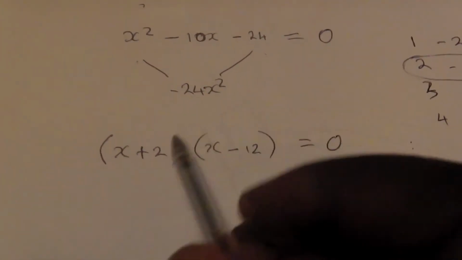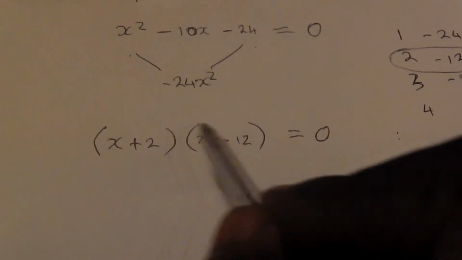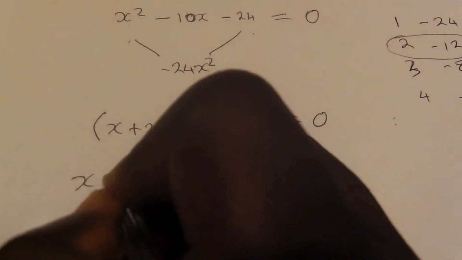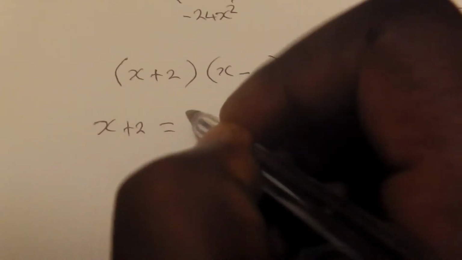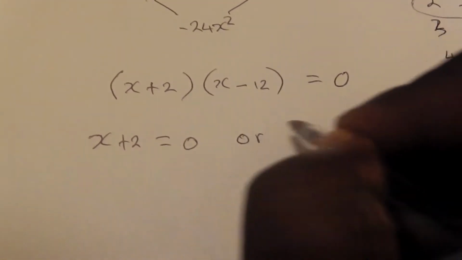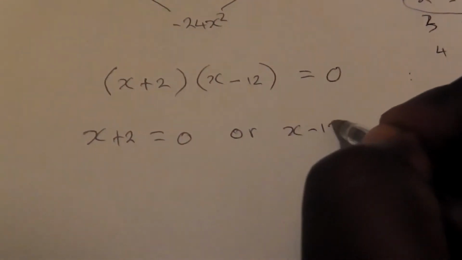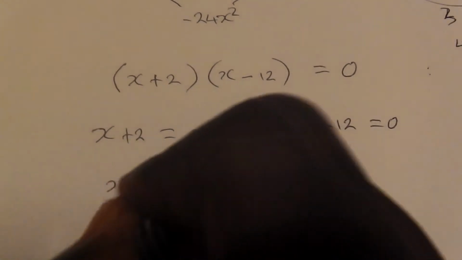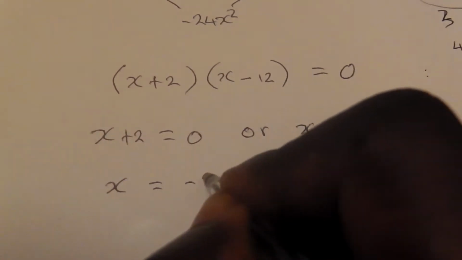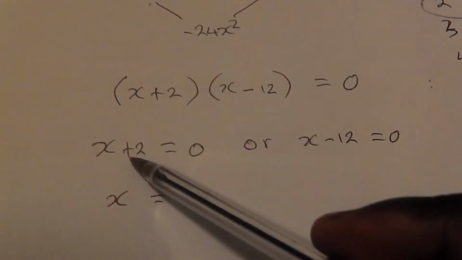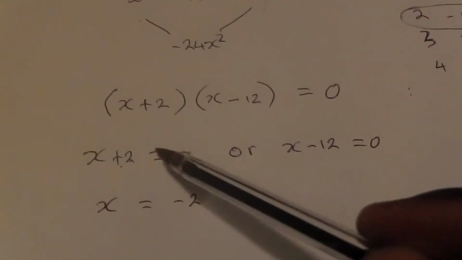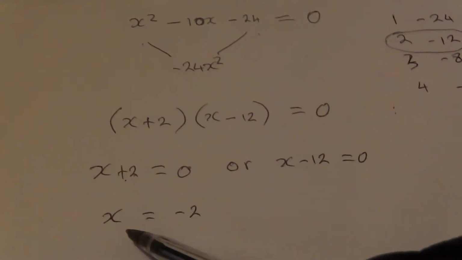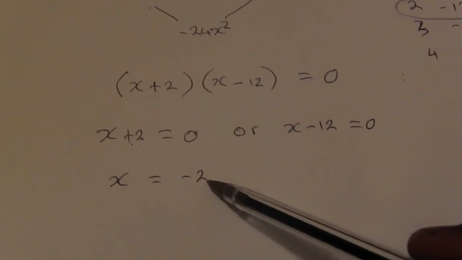Okay. And then now we are multiplying these two brackets to get 0. So either of these two is equal to 0. So it means x plus 2 is equal to 0, or x minus 12 is equal to 0. So on this one here, our x will be equal to negative 2. So here we are taking this positive 2 to the other side. Whenever a number goes to the other side of the equal sign, its sign changes. So that's why here we have x equal to negative 2.